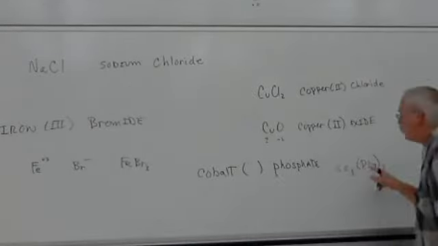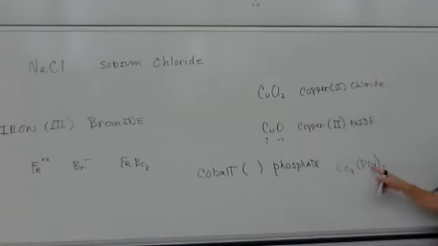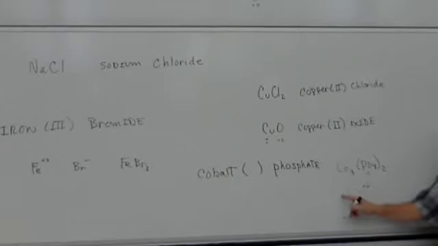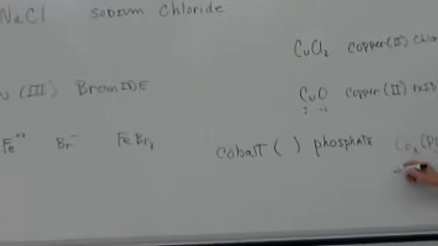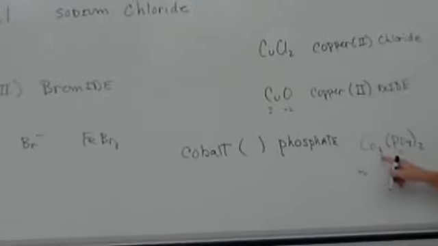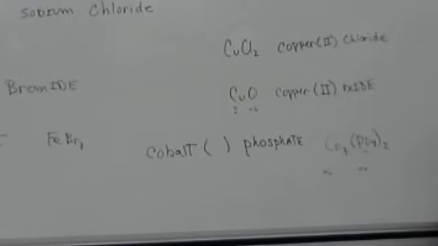What is the charge on the phosphate alone? -3. So if there's 2 of them, the total negative charge must be -6. For this to be neutral, what must the total positive charge be over here? +6. If I've got 3 cobalts, what would each cobalt be so that together they gave me a total of +6? It would be a 2.